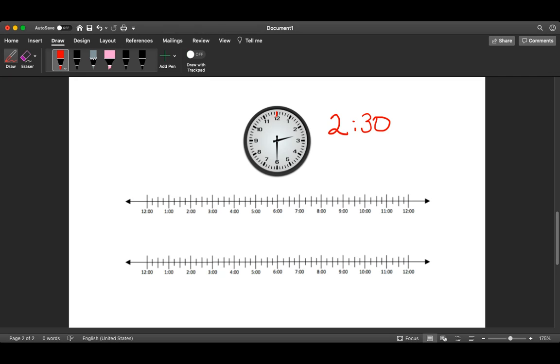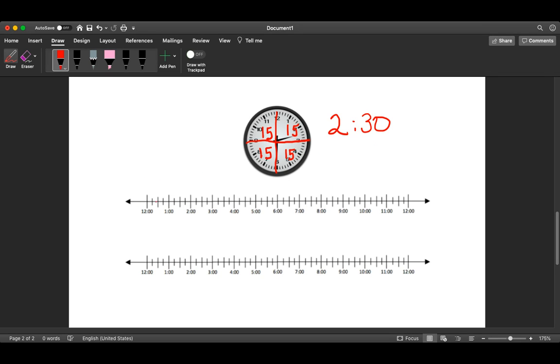A clock can be divided into 4 parts. And when I separate it into 4 parts, each of these 4 parts is 15 minutes. 15, 15, 15, 15. So each part is 15 minutes. Now, 2 of these parts together would be 30 minutes. And so halfway around, like we said, is 2:30.